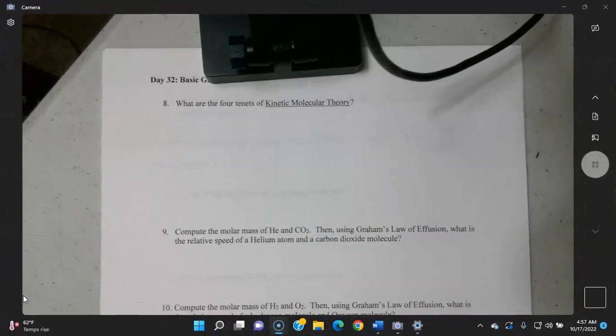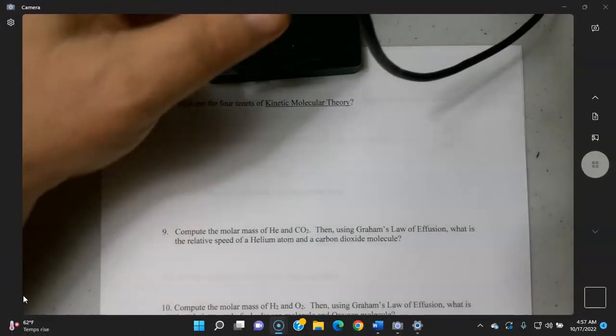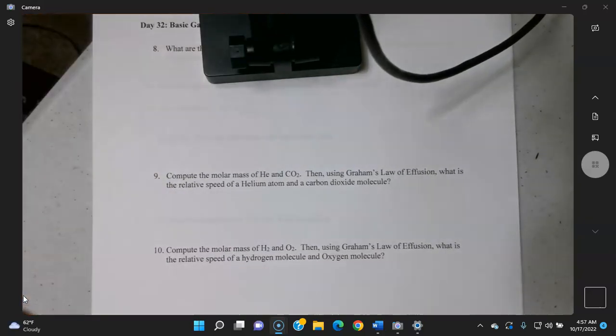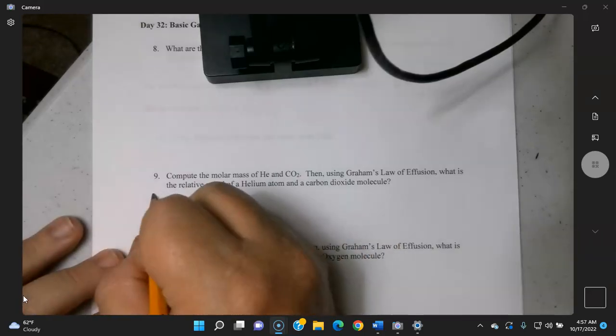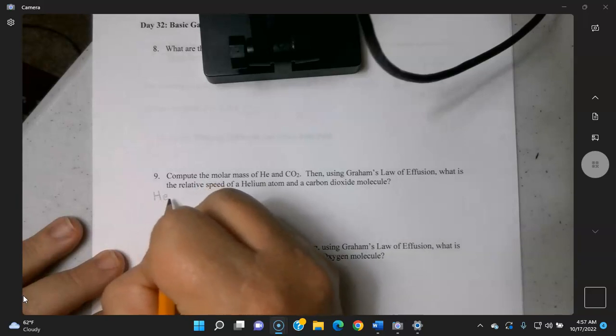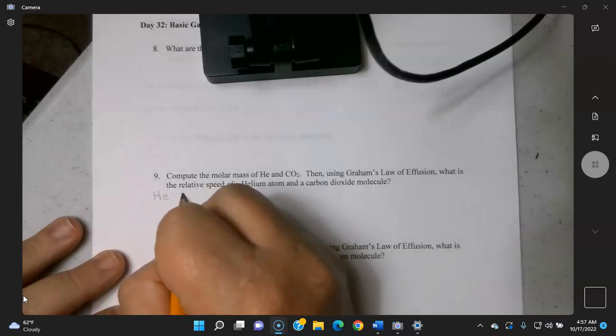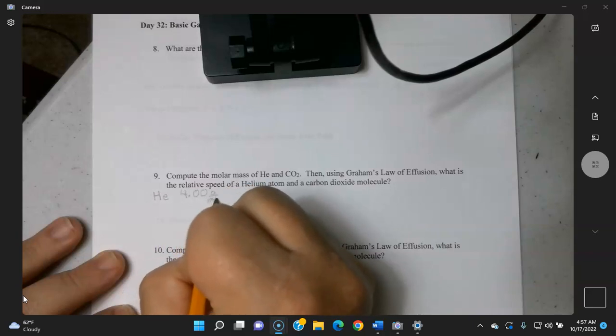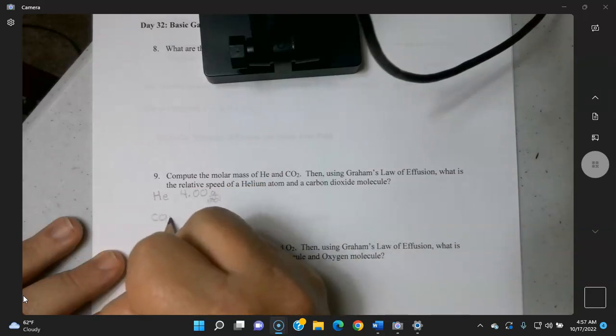Okay, number 8, what are the 4 tenets of kinetic molecular theory? That's straight out of the video. You just write them down, list them, and then know them for a test. Okay, compute the molar mass of HE and CO2 and then use Graham's law of effusion. We've already done this one a couple times. Let's just do it. HE, you can get that off the periodic table, is 4 grams per mole. And CO2 we've done 1,000,000 times.